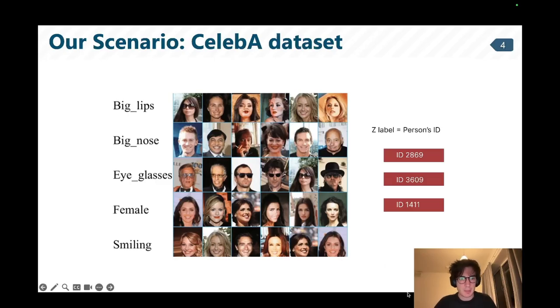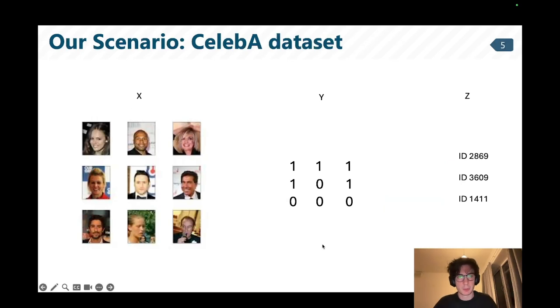We will consider a binary classifier on the smiling attribute. So just to sum up, what we will have as an X for our model is a collection of photos of celebrities. Our Y will be a binary label of whether the person is smiling or not. And the forget set will be the IDs of the people that decided they don't want to be part of the training set of our binary classifier anymore.